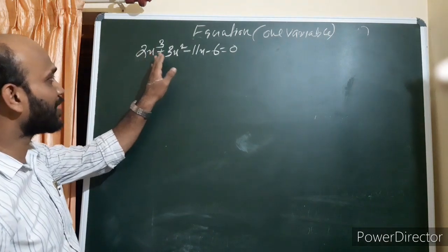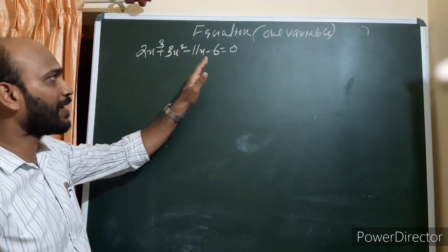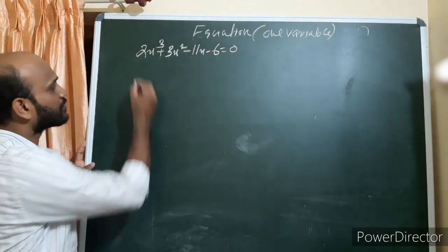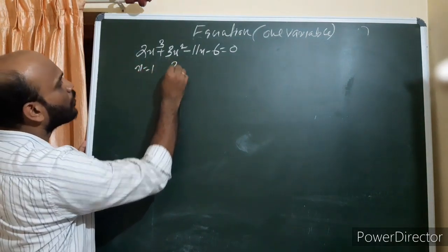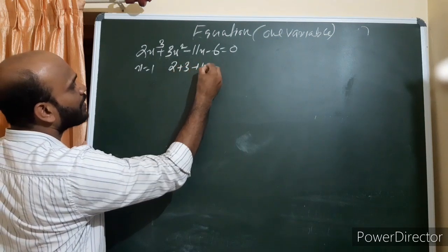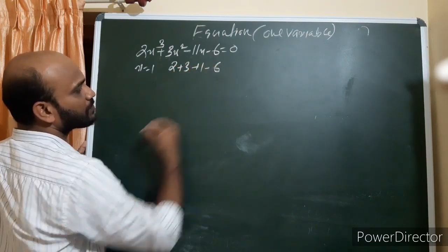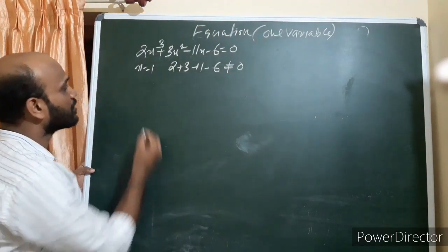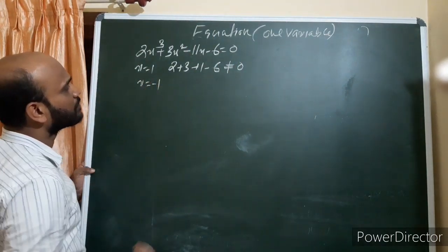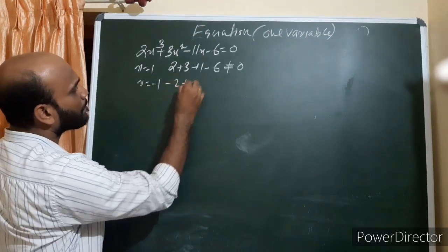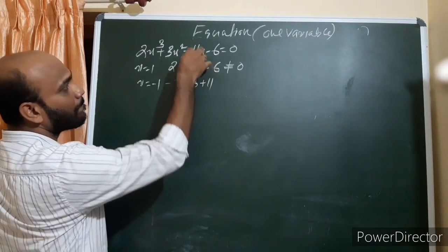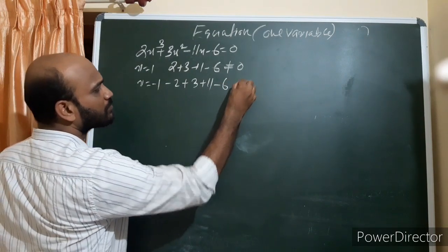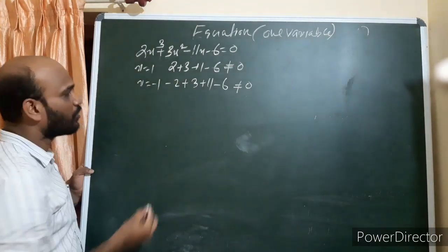That is 2x cube plus 3x square minus 11x minus 6 equal to 0. The first root we have to find by the trial method. So when x equal to 1, this will be 2 plus 3 minus 11 minus 6. This is not equal to 0. So x equal to 1 is not a solution. x equal to minus 1: we'll get minus 2 plus 3 plus 11 minus 6. Not equal to 0. So minus 1 is not a solution.